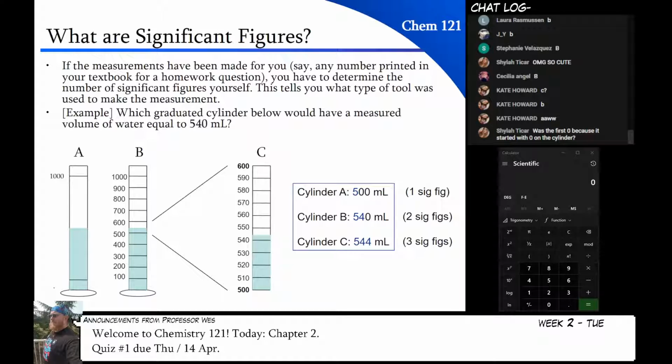Now in blue, I've written the number of significant figures. The zeros that are shown here aren't actually known, because I don't actually know if this first one is 490, 500, or 510. I don't have the lines to tell that. All I can tell you is that it's roughly 500.